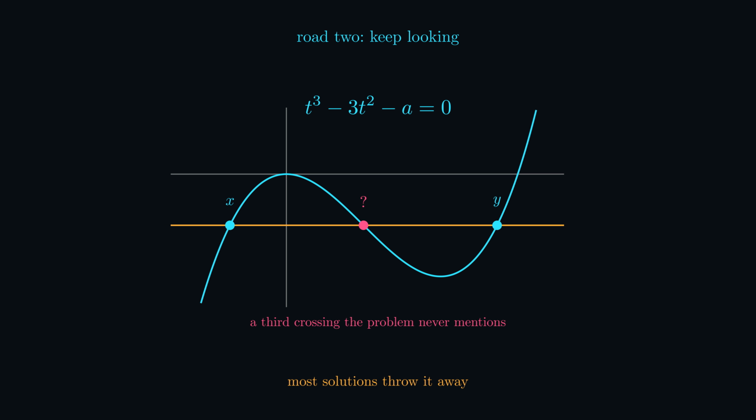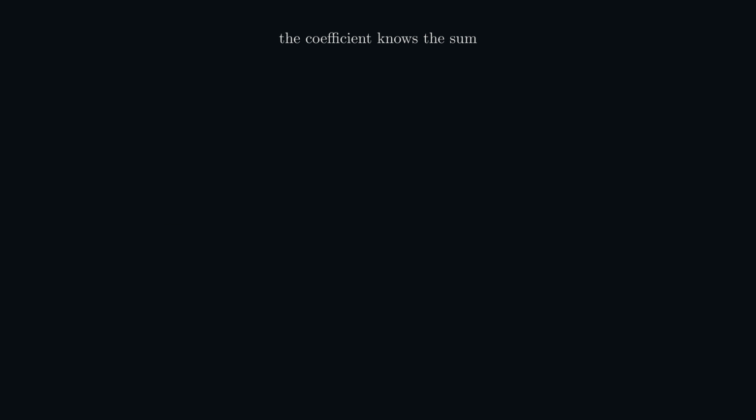But the line usually meets the curve a third time, and that third crossing is a number the problem never mentions. It is not x. It is not y. It has no name and no role. Most solutions discard it without a thought. Watch what happens when we refuse to. Call that third root z.